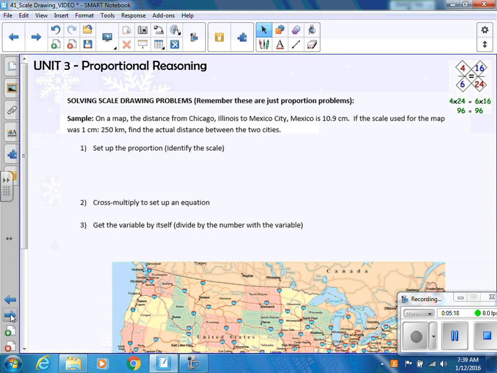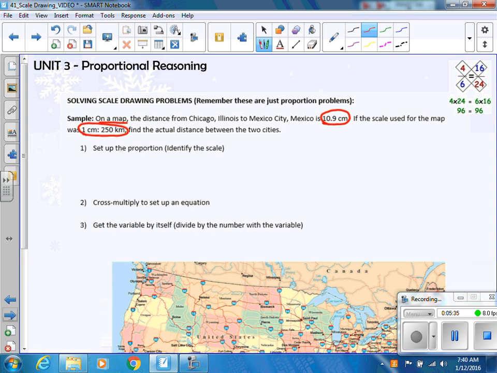So first thing we want to do is we want to highlight the things that we know. We know that on a map, the distance is 10.9 centimeters, and we know that the scale is 1 centimeter to 250 kilometers.